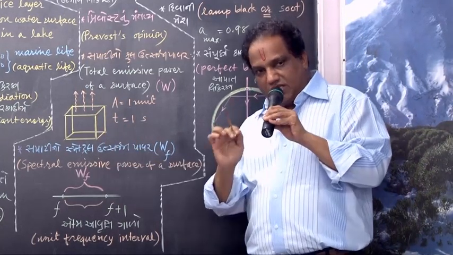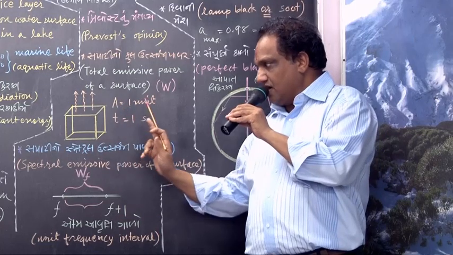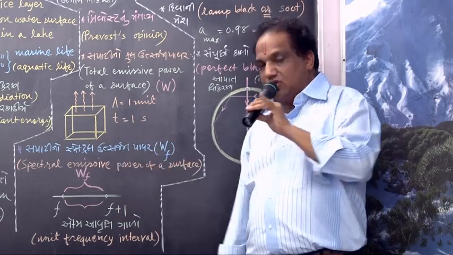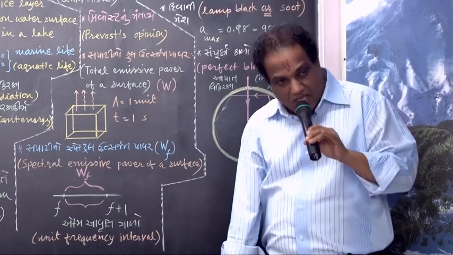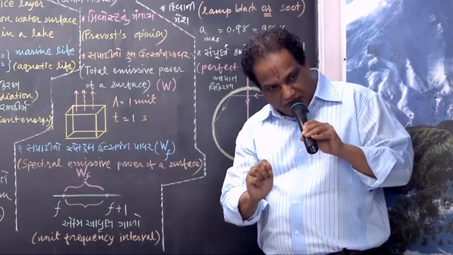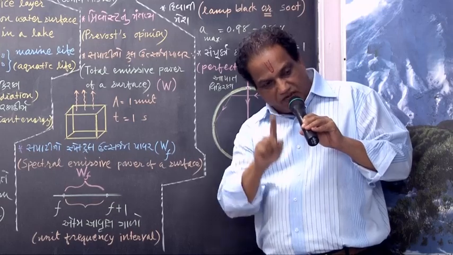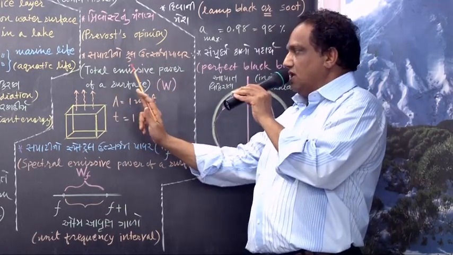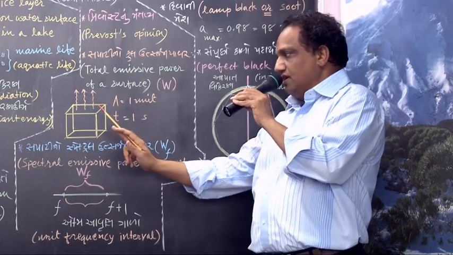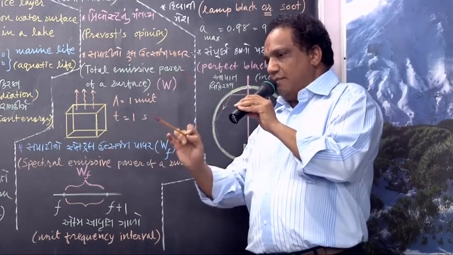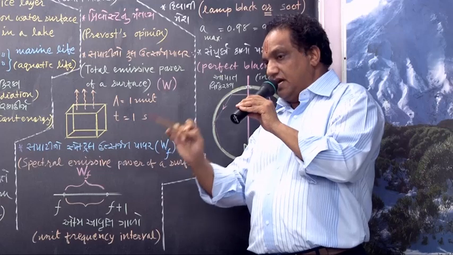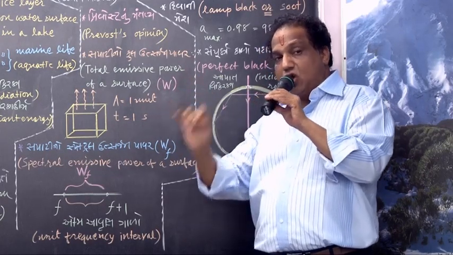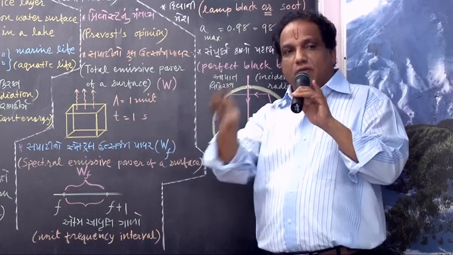You consider unit area of this surface. Also consider 1 second as the emission time. Out of unit area, whatever radiant energy is emitted in 1 second, that amount of energy is known as the total emissive power of this surface. The amount of radiant energy emitted per unit area of a given surface in unit time is called the total emissive power of that surface.